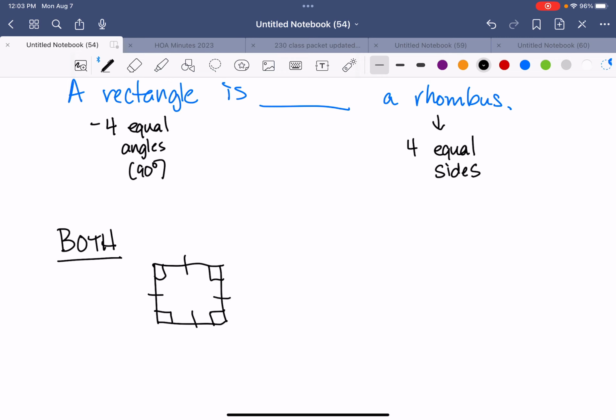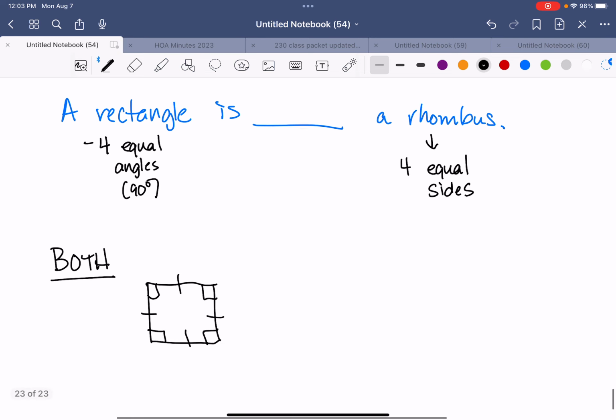So there is a shape that has 4 equal angles and 4 equal sides. So that means I can call it a rectangle. I can call it a rhombus. Its best name is a square, but it also meets those other criteria, right? It's like saying you as a person, like I'm a mom and I'm a CrossFitter, and so I fit into all those criteria, even though I don't look like what you think of as a CrossFitter, right? So that's kind of what you want to think of.